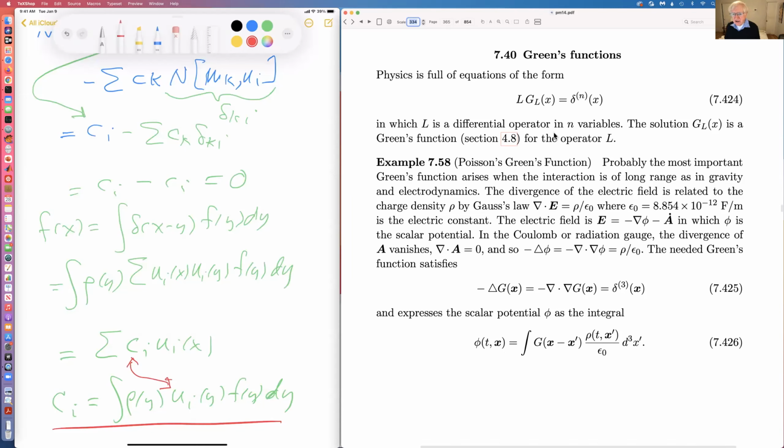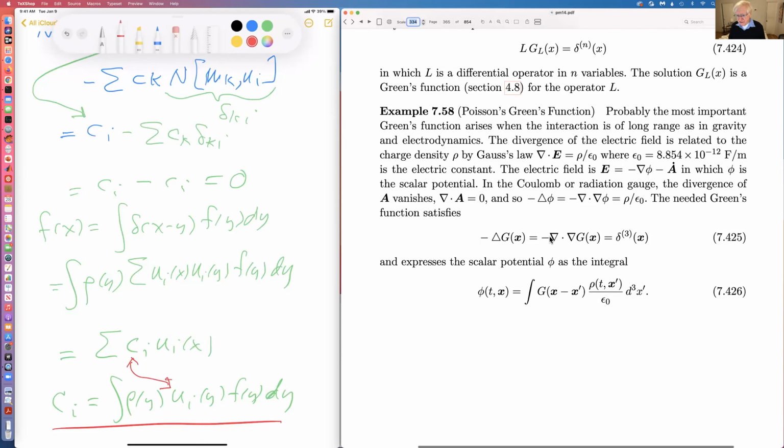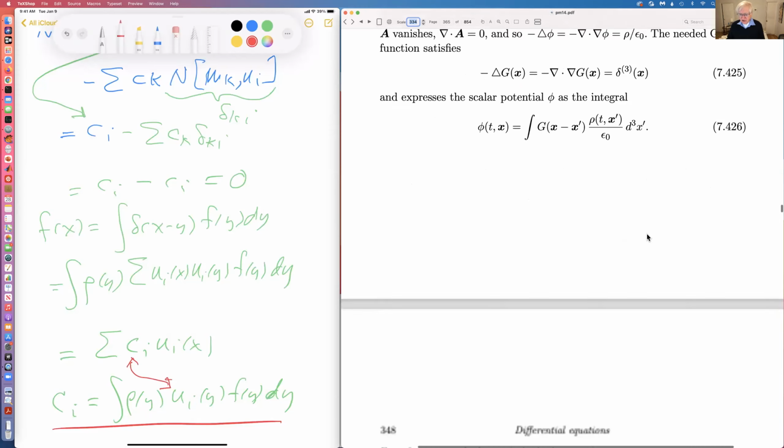Now I have a little n here. That is the number of variables in x. In other words, x might be a single variable, just a real number, then n is 1. x might be a 2-vector like xy, then n is 2. If it's a point in 3-space, n is 3. So that's the idea there. An example of that is Poisson's Green's function, and that is minus the Laplacian. So the differential operator is minus the divergence of the gradient on G, and that has to give you a 3-dimensional delta function.